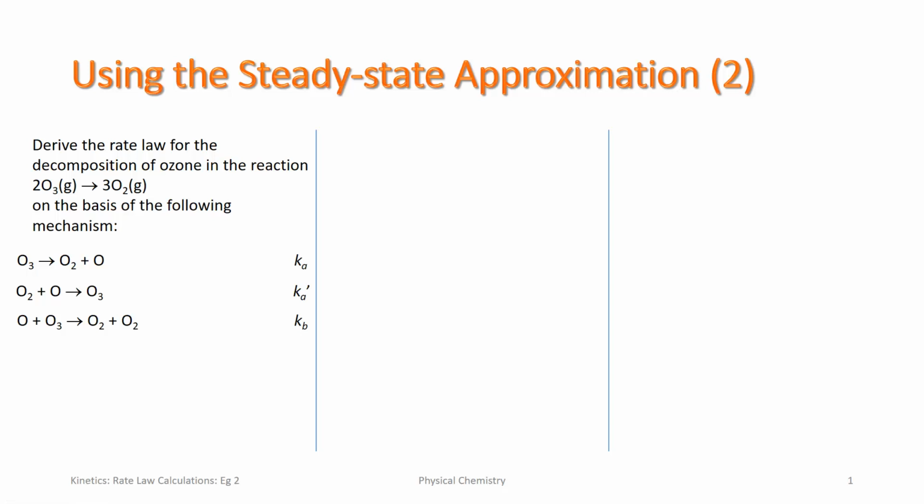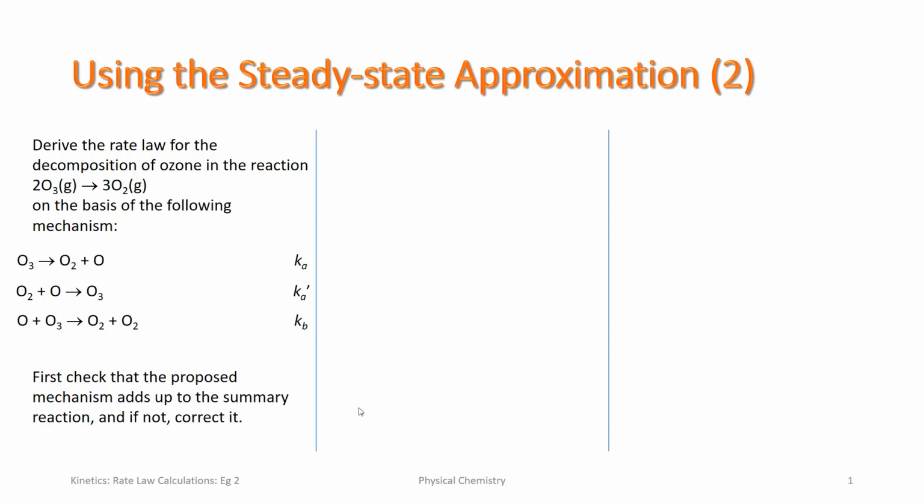In this example, we're asked to derive the rate law for the decomposition of ozone in the following summary reaction, which is here, on the basis of the following mechanism. Now again, this mechanism may not be what's really happening, but it's a hypothesis, and based on this hypothesis for the mechanism of how we go from 2 ozones to 3 oxygens, we'll derive a rate law which we can then compare to the experimentally measured law.